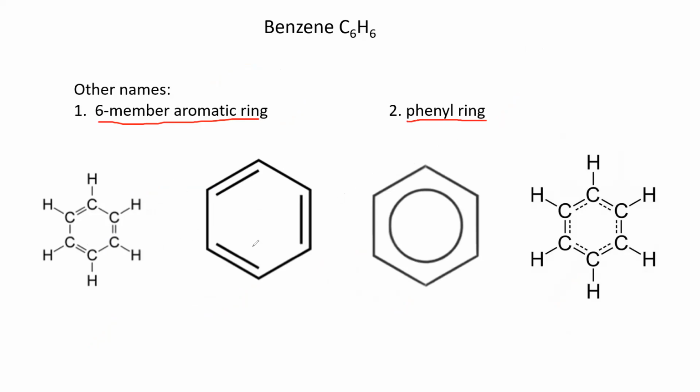Secondly, there are many different ways to draw a benzene ring. So one way to draw it is by showing the double bonds, the single bonds, and also the hydrogen atoms.